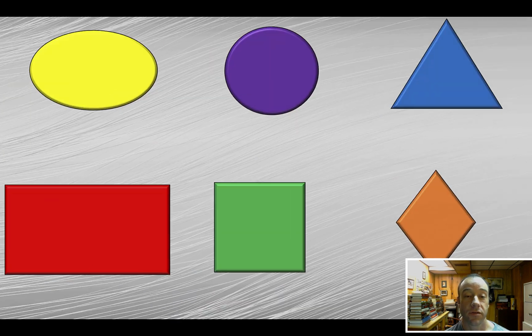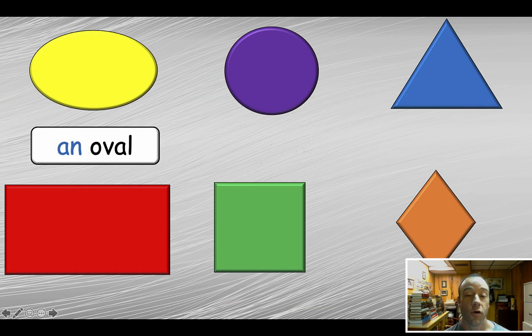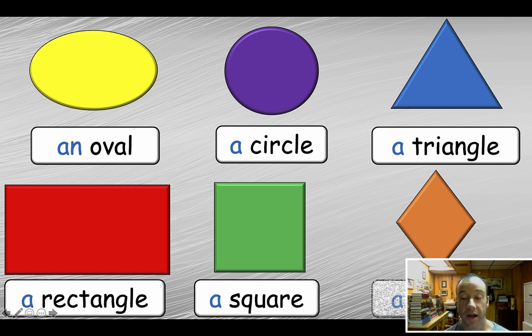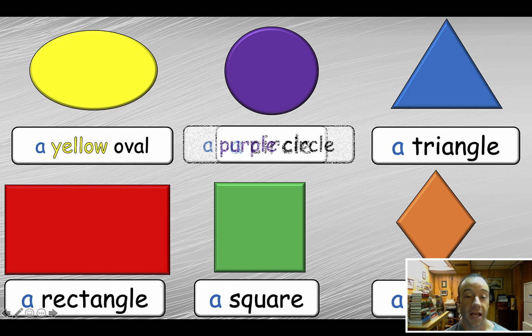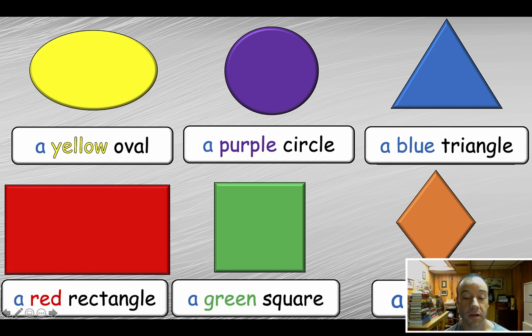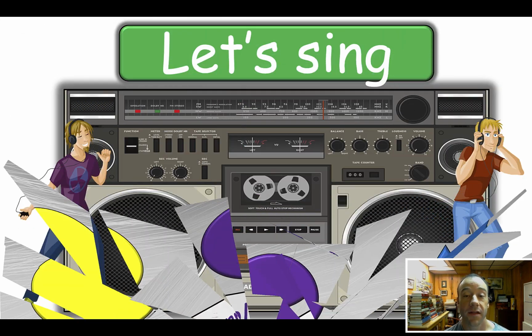Okay, so for this, you can show them one by one. An oval, a circle, a triangle, a rectangle, a square, and a diamond. Okay, and then you can show it with the colors. A yellow oval, a purple circle, a blue triangle, a red rectangle, a green square, an orange diamond. And then we can sing a song.